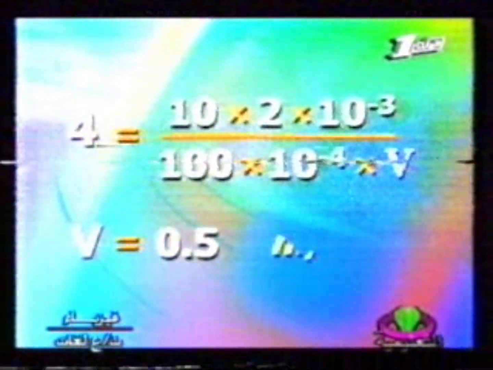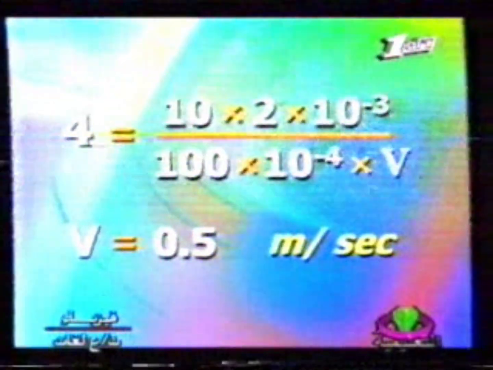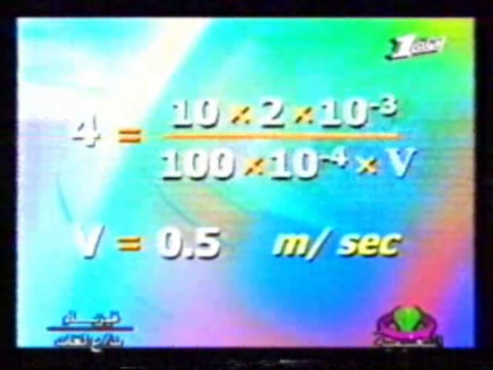We have to apply the relation. Since eta equals Fd over Av, therefore 4 equals 10, the force, times 2 times 10 to the power negative 3, the distance, over the area 100 times 10 to the power negative 4 times the velocity, from which we can determine the velocity. It equals 0.5 meter per second.